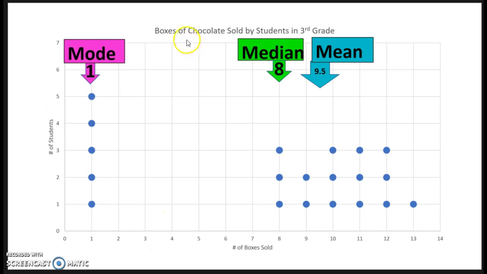Here's a dot plot that represents the boxes of chocolate sold by students in 3rd grade. So each of these numbers is the number of boxes sold, and the amount of dots tell us how many students sold that number of boxes.